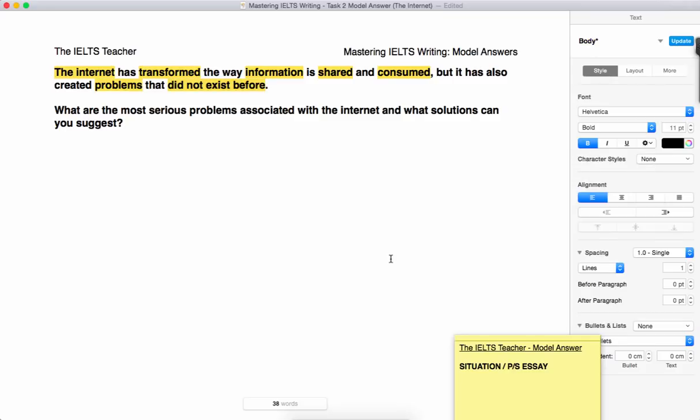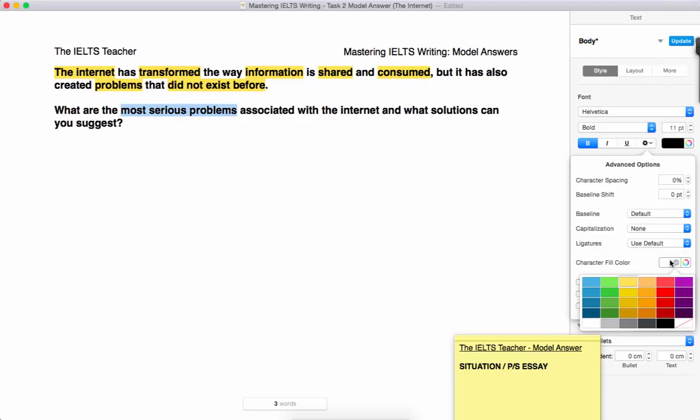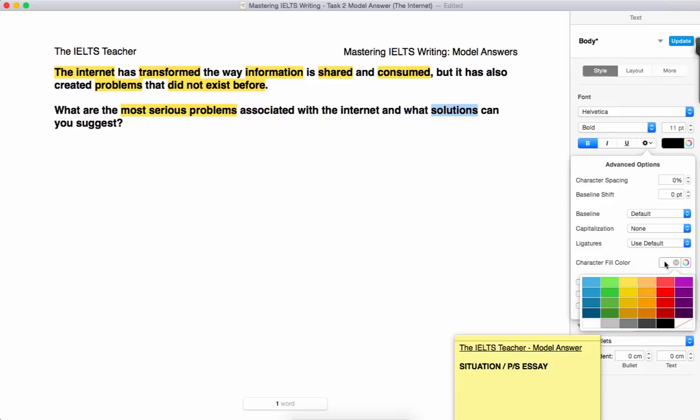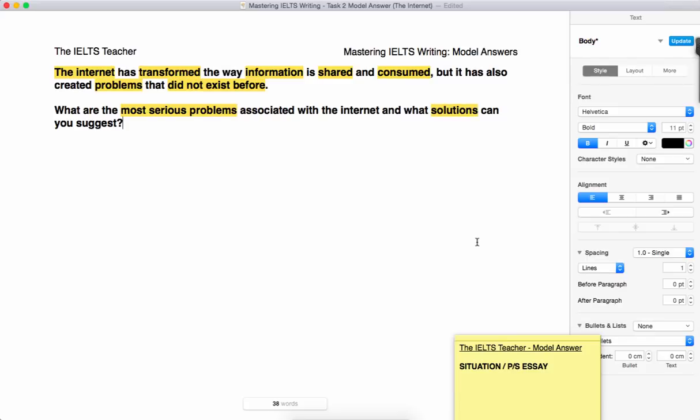You know, the whole point here, again, if we look at this, you've got that present perfect. There's that difference between past and present. It's an important feature of this task. What are the most serious problems associated with the internet, and what solutions can you suggest? Basically a simple problem and solution essay. We're not looking at reasons, but purely problems and solutions.